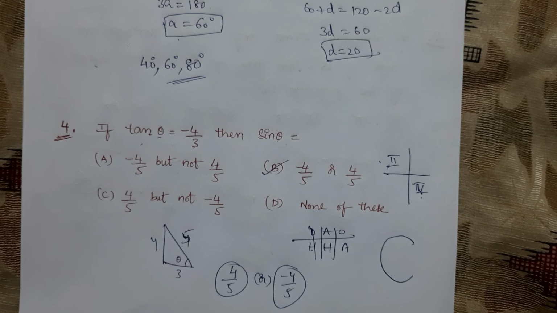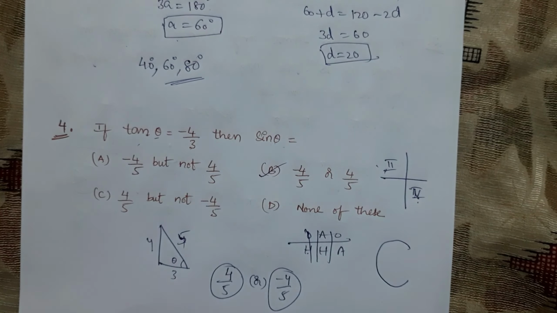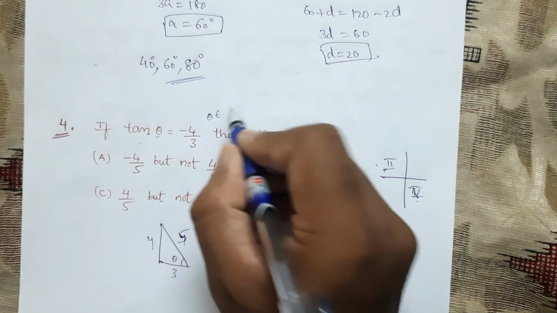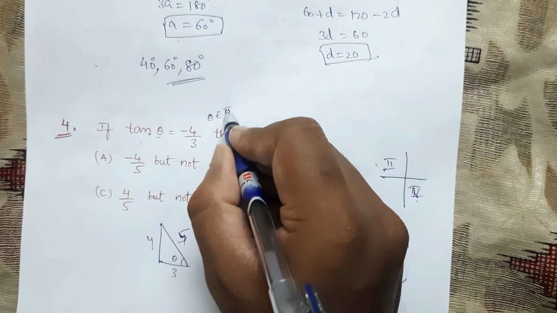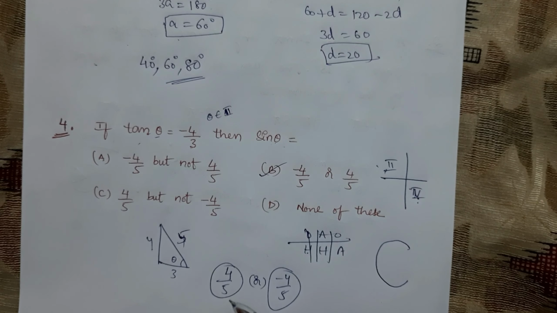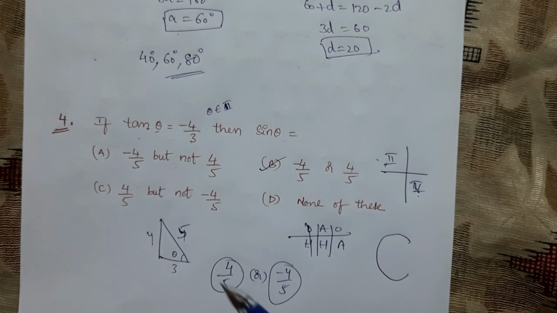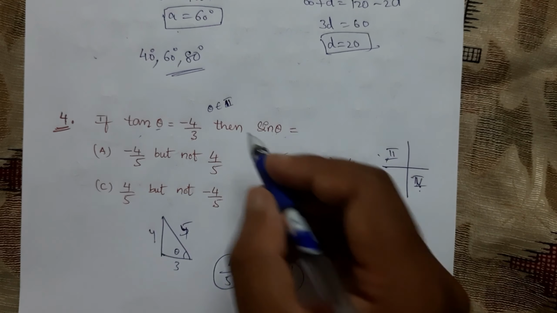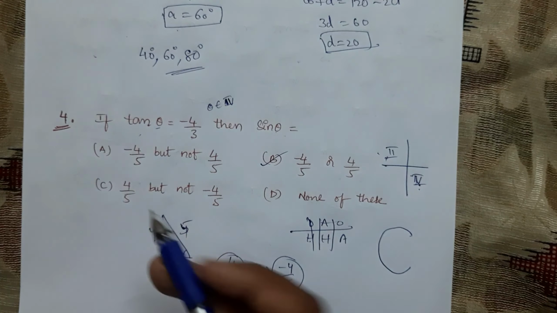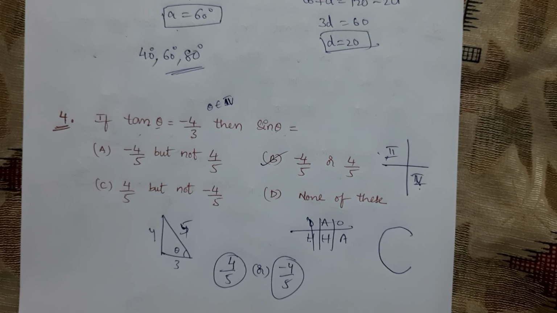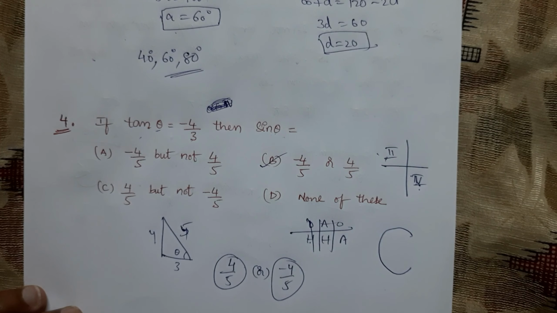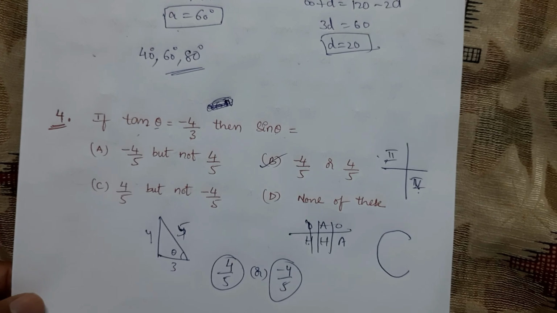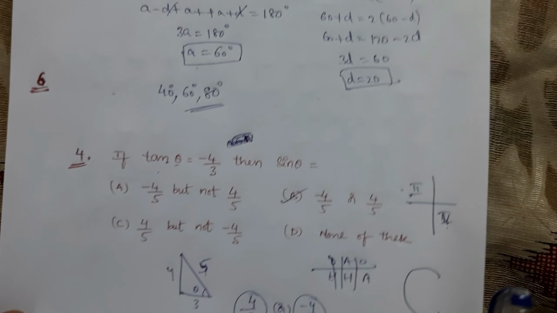But in some cases they will mention tan theta equal to minus 4 by 3, theta belongs to the second quadrant. If they mention the second quadrant, you should consider only sin theta equal to 4 by 5. If they mention the fourth quadrant, you should consider sin theta equal to minus 4 by 5. As they did not mention anything, we should consider both values. Pause the video and note down.